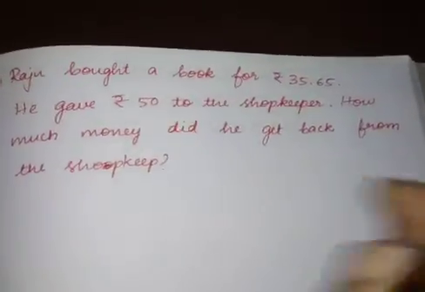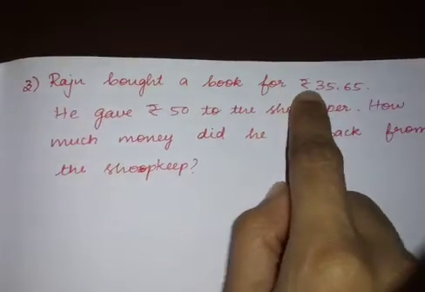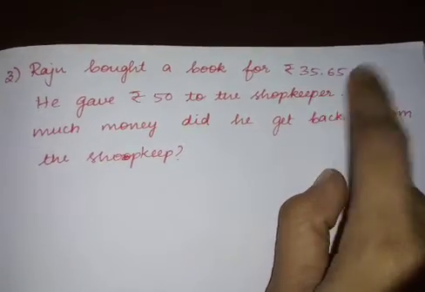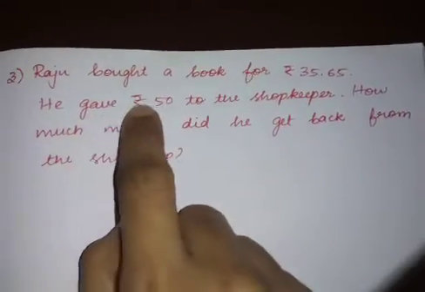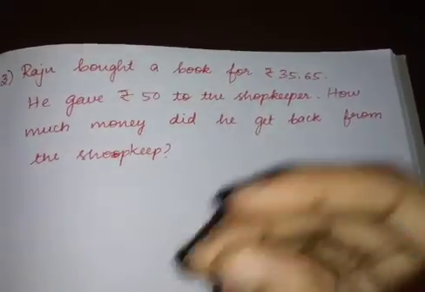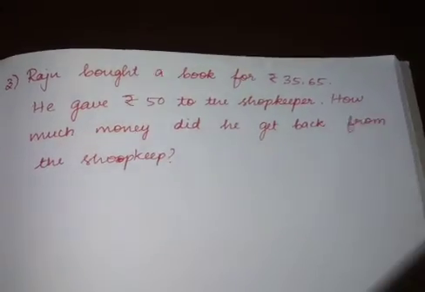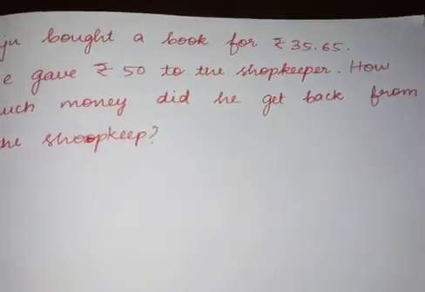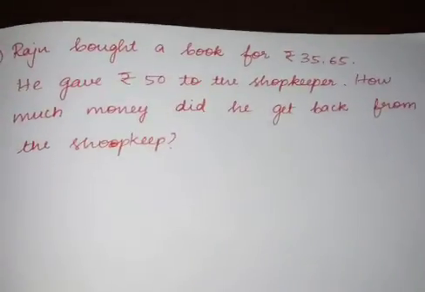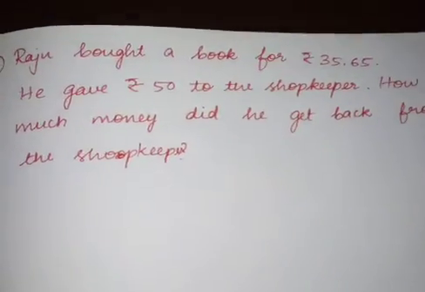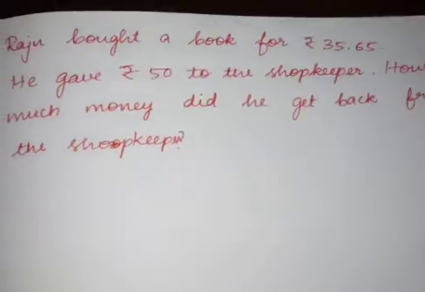Next is your third problem, which is your word problem, right? Raju bought a book for rupees 35.65. He gave rupees 50 to the shopkeeper. How much money did he get back from the shopkeeper? So we have to find the remaining amount that the shopkeeper is giving to Raju, right? So what are we supposed to do now? We should subtract it, right?